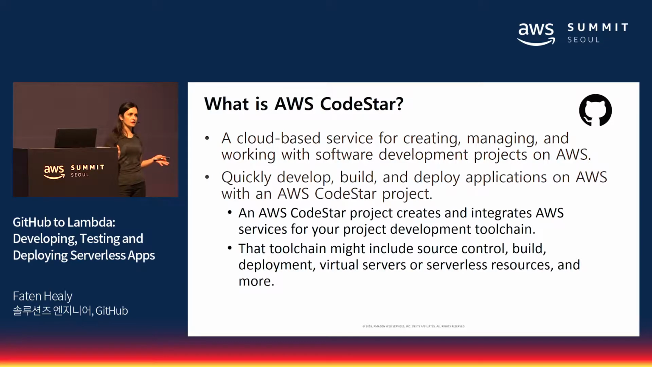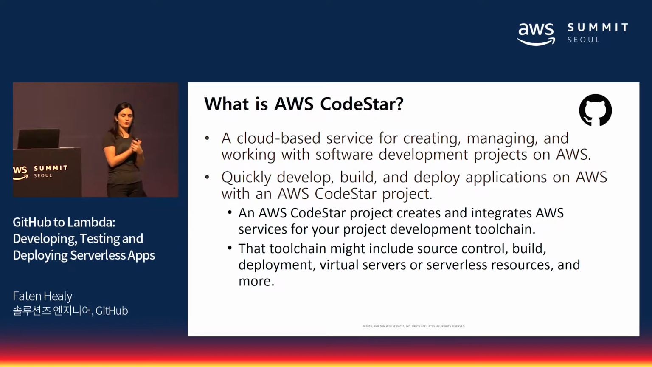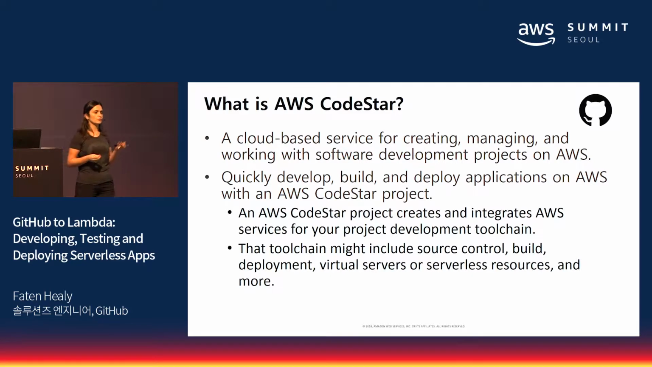So it's basically a collection of all the different existing AWS services, and it's the glue that binds them all together. The type of services will depend on your choice of the AWS CodeStar project template. So it can consist of source control, build, deploy, test, monitor, and much more.